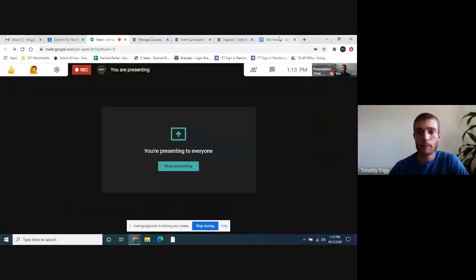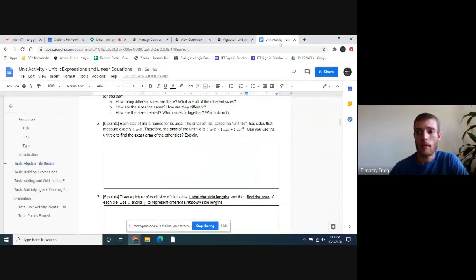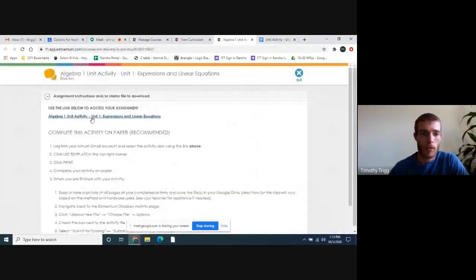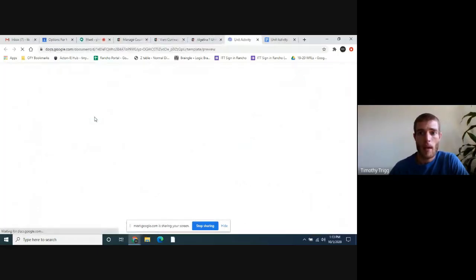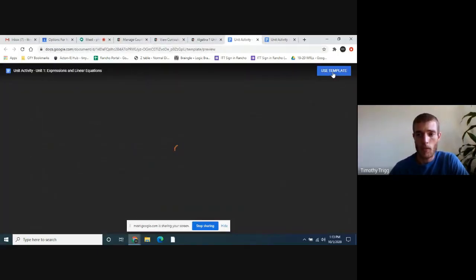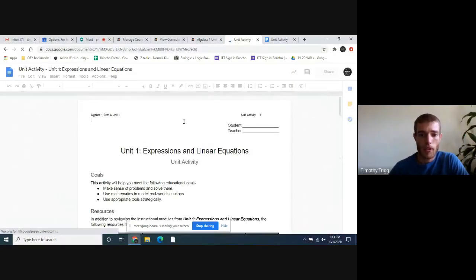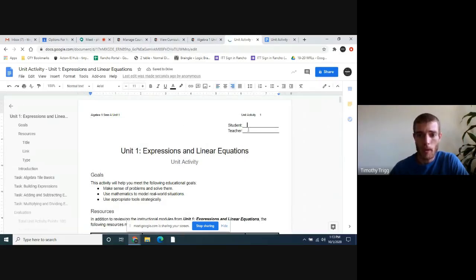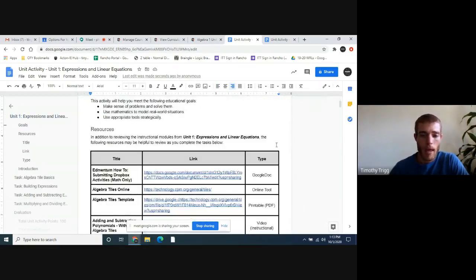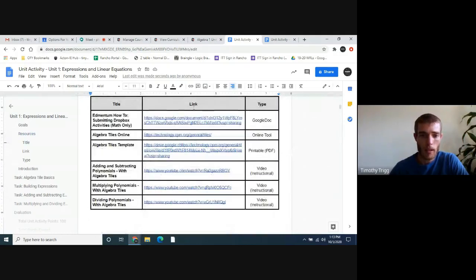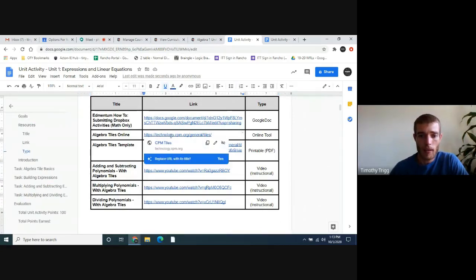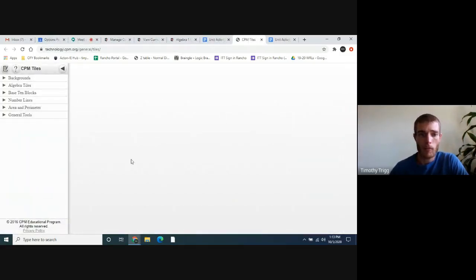So the first thing, when you open the lesson, you'll click on this right here. And then you want to go to Use Template, which is over here on the right. And it should look like this. Make sure to put your name and your teacher's name there. They give you a bunch of links here. The one we're going to use right now is the Algebra Tiles Online. So you go ahead and click on that. And if you see this CPM tiles, click that.